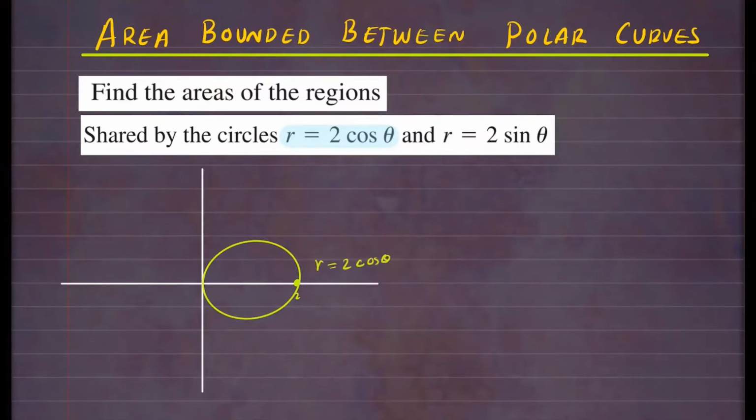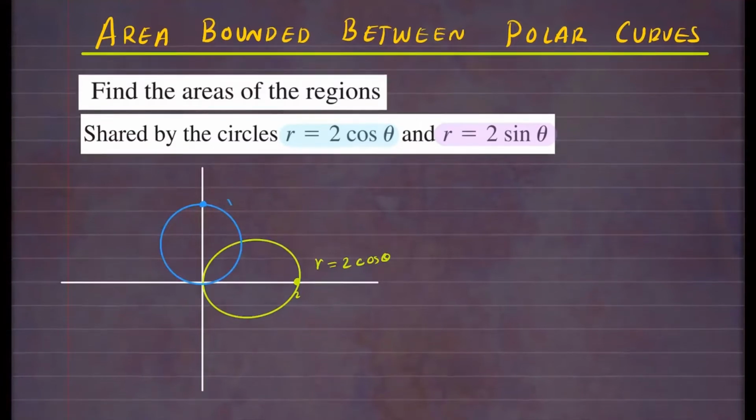cosine theta. And the second one is also a circle, but now along the positive y-axis. When theta is pi over 2, sine of pi over 2 is 1, so 2 times 1 is 2. So that circle is going to be up here at pi over 2, and it creates a circle like this along the positive y-axis. We're interested in the area bounded by these two curves. This is r equals 2 sine theta. So we want to know what this area right here is.